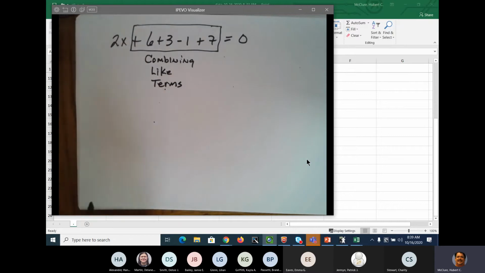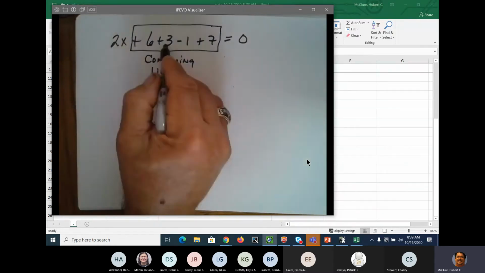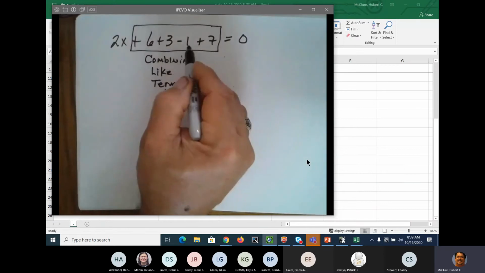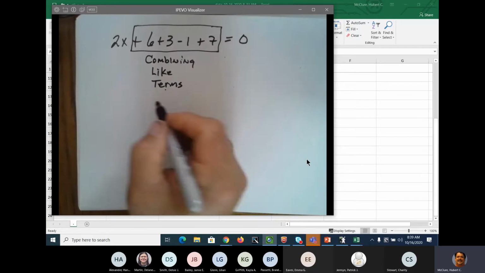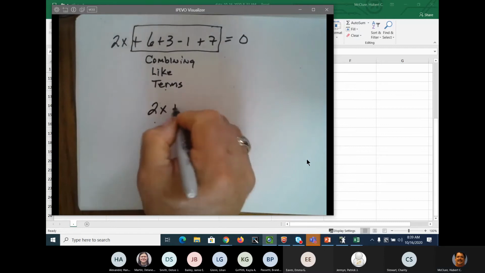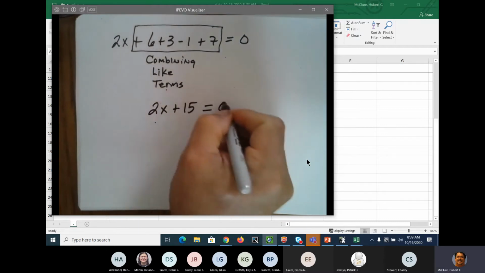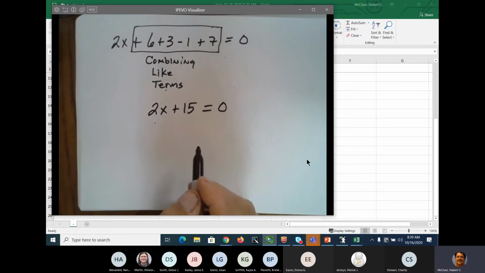Combine like terms. 6 plus 3 is 9. 9 minus 1 is 8. 8 plus 7 is 15. And now you've got something to work with.